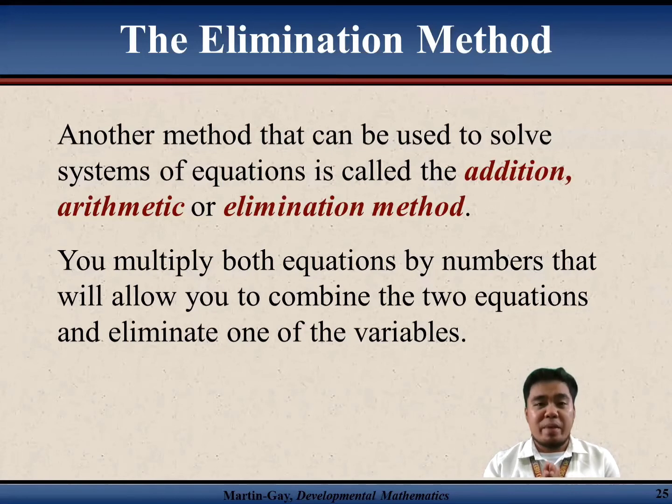In performing this method, it is very important that, from the word elimination, there must be one variable to be eliminated in the two equations or in the three equations. So to eliminate, you can multiply both equations by numbers that will allow you to combine the two equations and eliminate one variable. Again, you will multiply by any constant number that will make the numerical coefficients such that the variable can be eliminated.